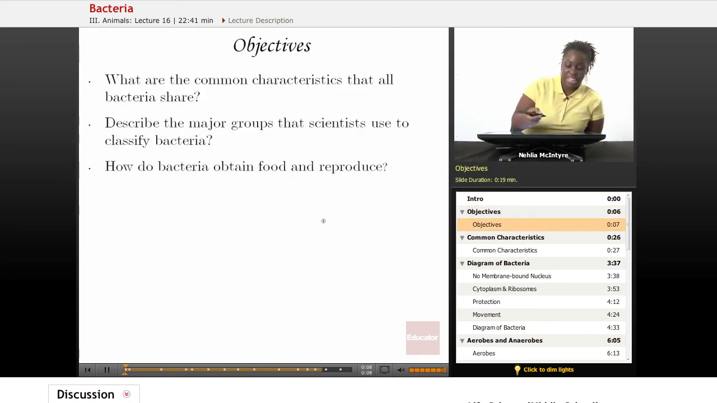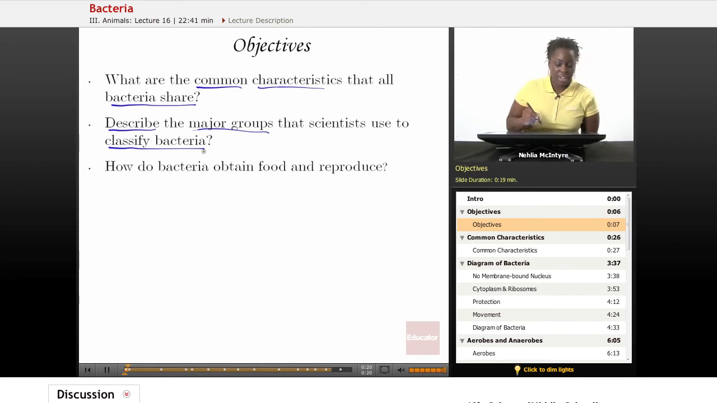Our objectives for today's lesson: number one, what are the common characteristics that all bacteria share? Number two, describe the major groups that scientists use to classify bacteria. And number three, how do bacteria obtain food and reproduce?